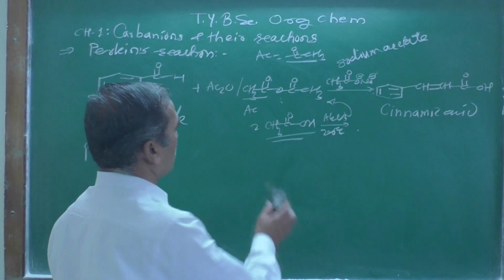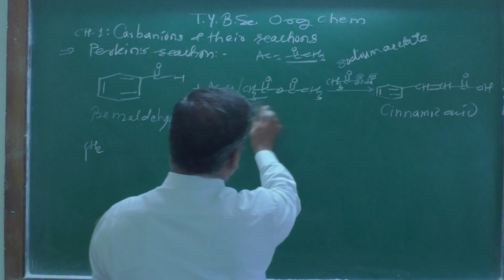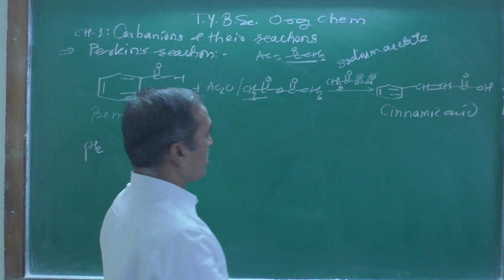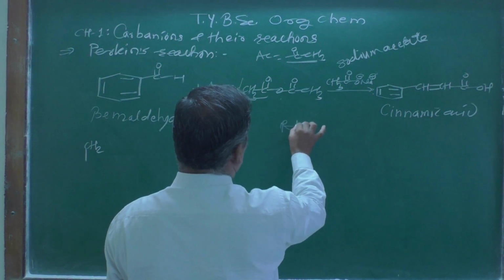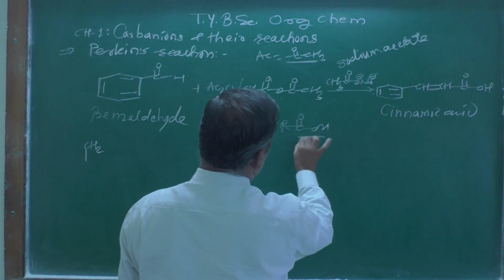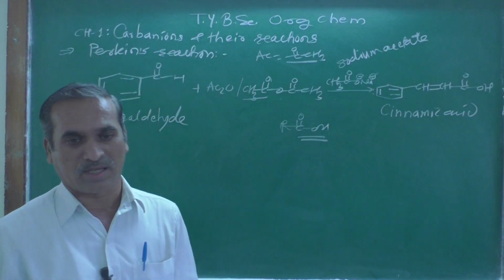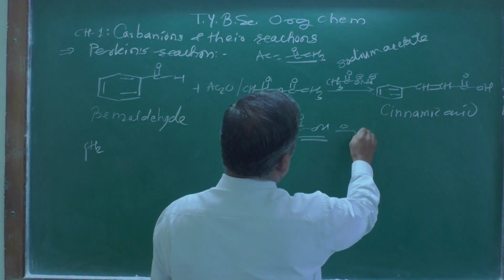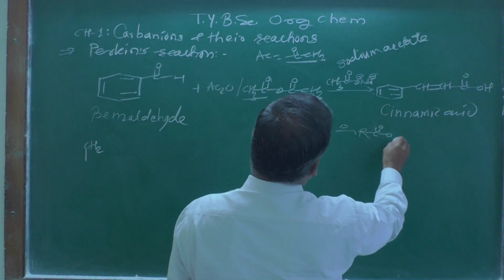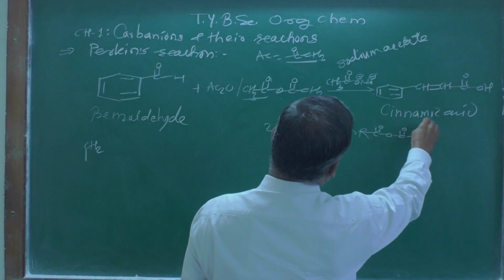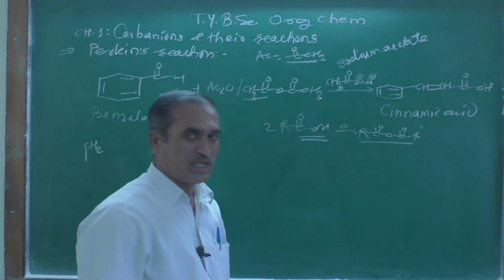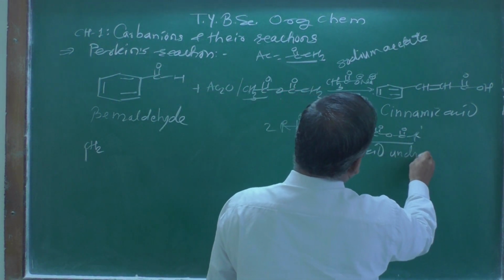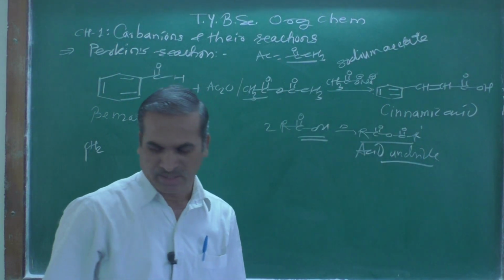Which is known as acetic anhydride. Do you know the general formula of an acid? Yes. What is that? The general formula of an acid is RC double bond OH, where R may be an alkyl group or an aryl group. Then 2 moles of it, heat it, and you will get RC double bond O, then C double bond O, R dash. This is acid anhydride. This is one of the derivatives of the acid.